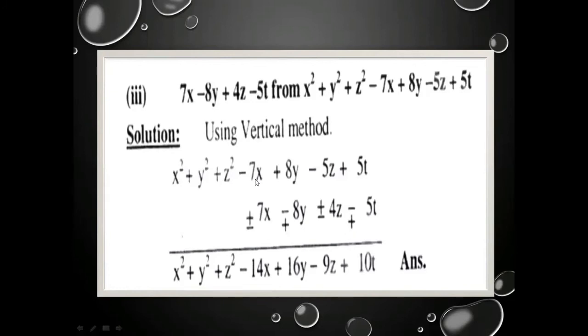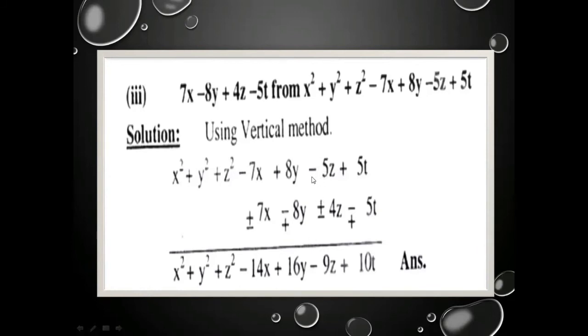Now from the first column we say minus minus is plus. 7 and 7 will be added giving answer 14. So result is minus 14x. From here plus plus is plus, 8 plus 8 answer is 16, and we put here plus sign because both values are the same. So we write the same answer, same sign.